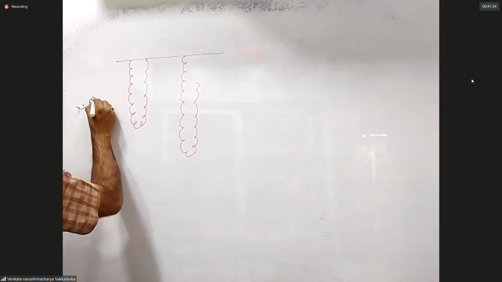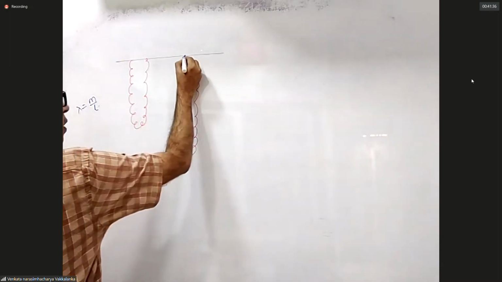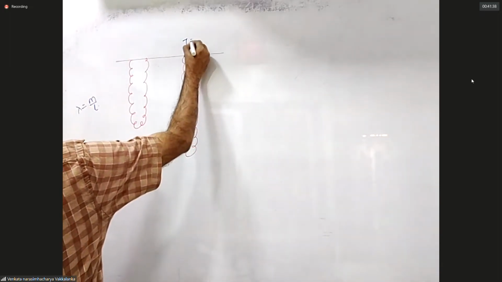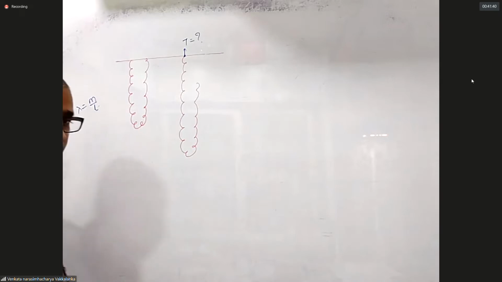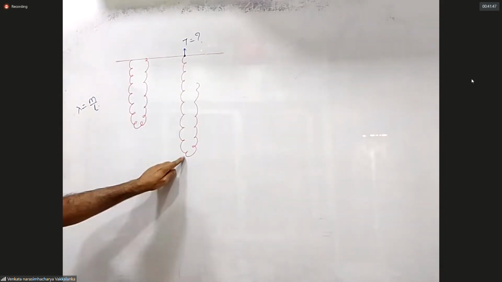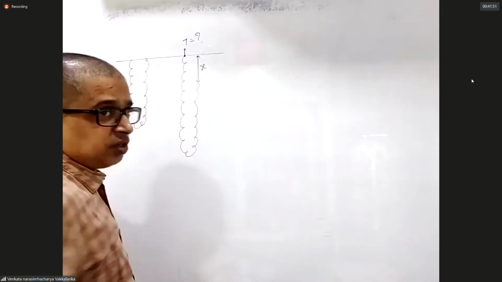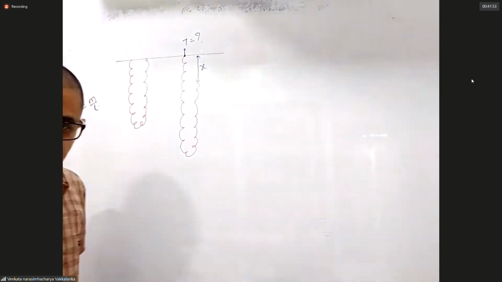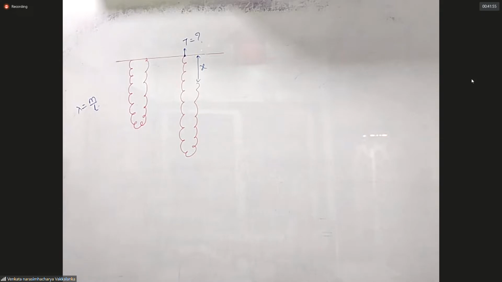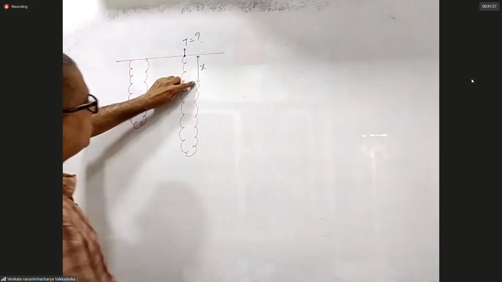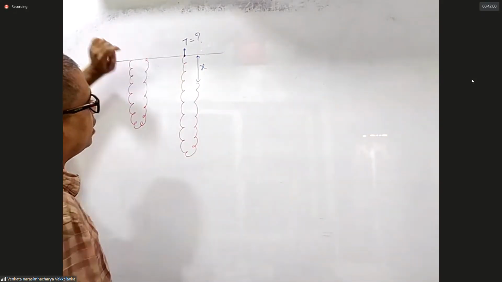Lambda is mass per unit length. You are asking me for the tension here. Initially, you will feel it is the weight of this chain. This distance is given as x. When it fell by a distance of x, are you people listening? It fell by a distance of x. At that instant, you want the tension here.